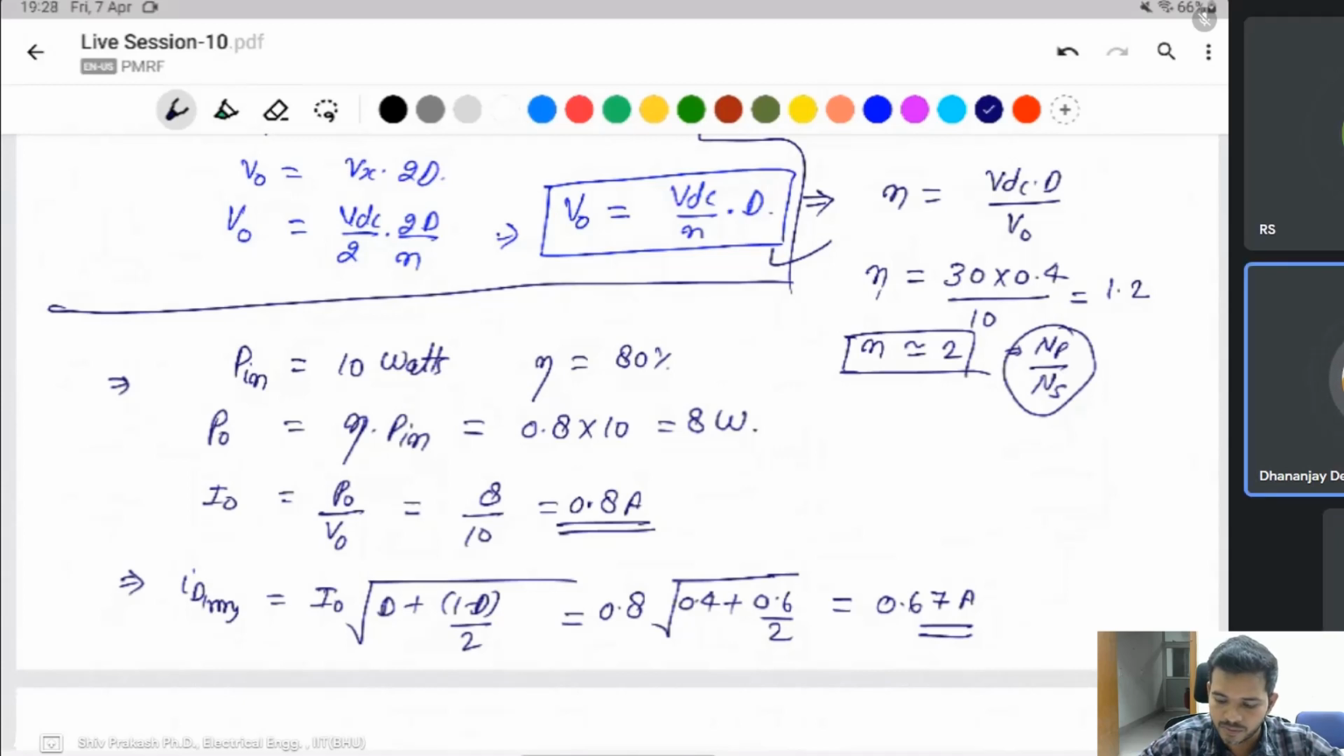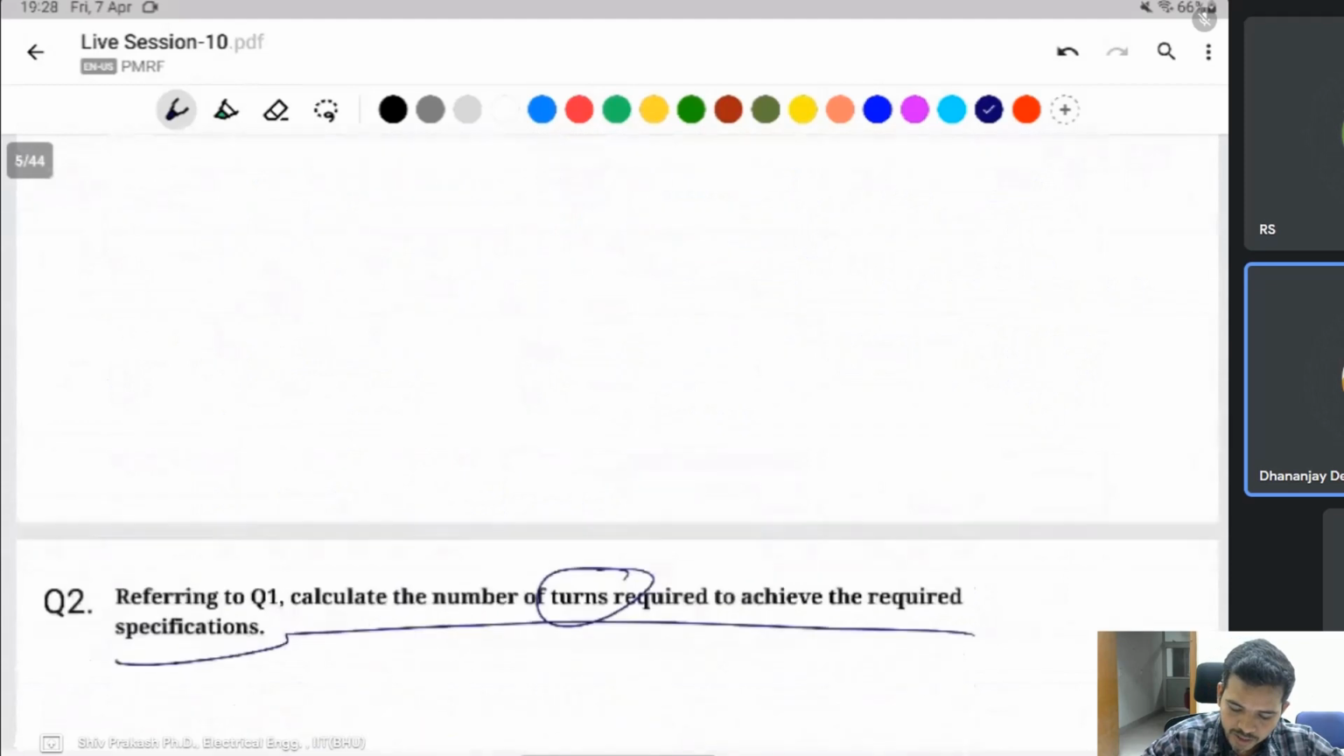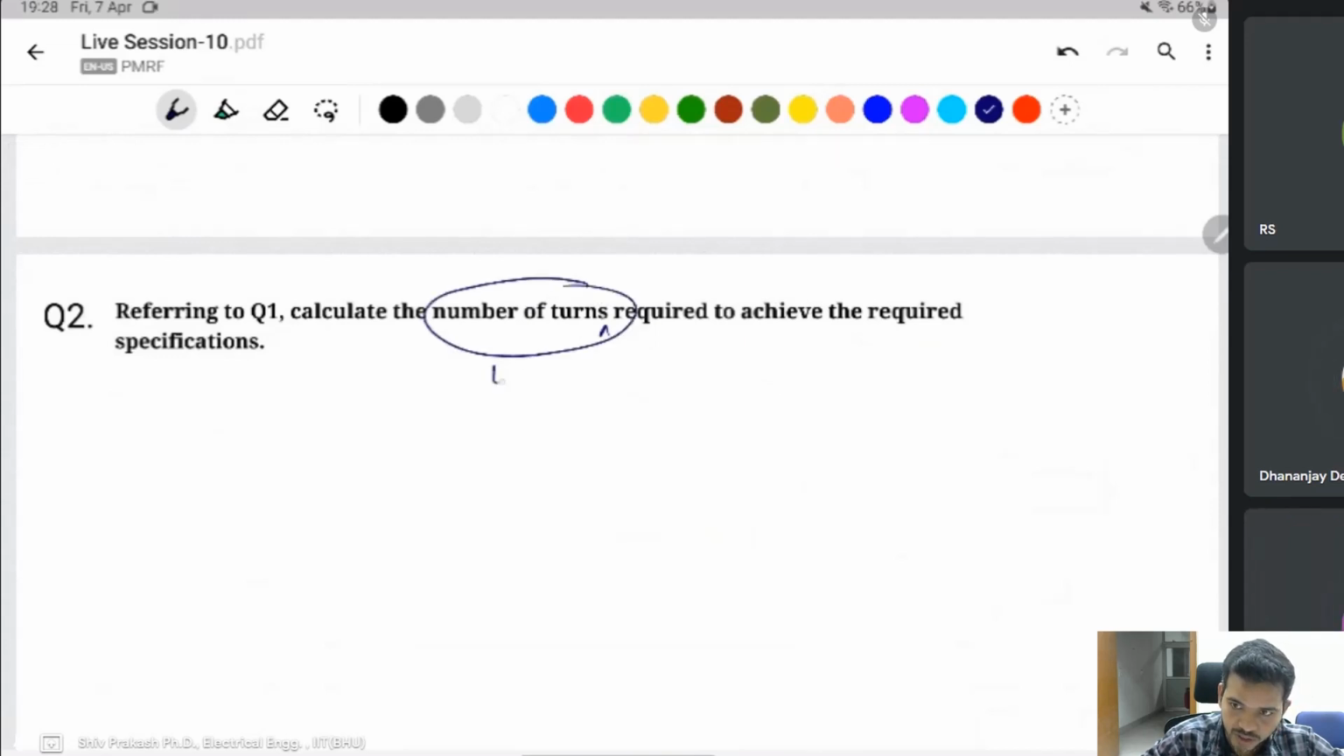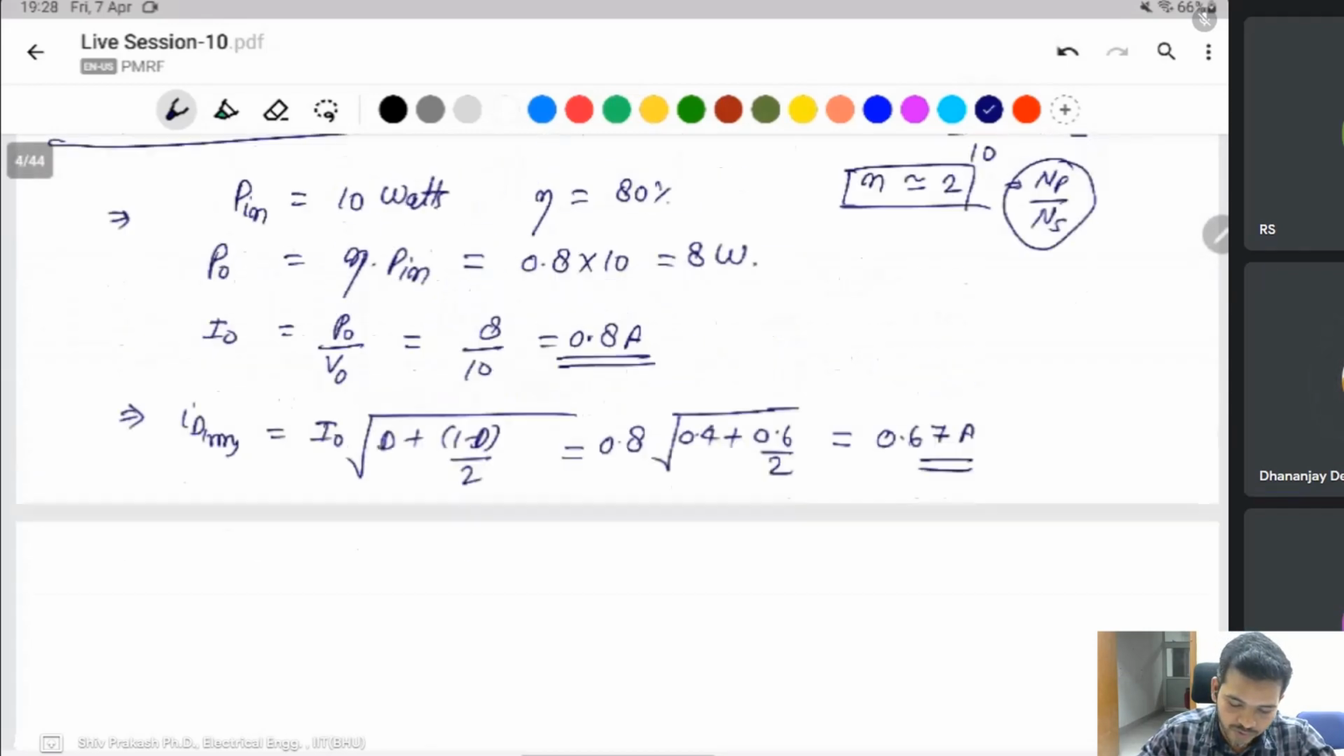How to calculate the primary turns? No, you can't calculate the number of turns directly. It's on the turns ratio. Turn ratio only you can calculate. If magnetics information is given, that time you can calculate the number of turns. Here it is asked number of turns: Question second, number of turns required to achieve the required specification. I think this one is a printing mistake. Only turn ratio is possible; it was not possible with only this information.